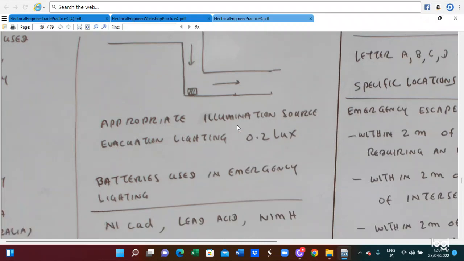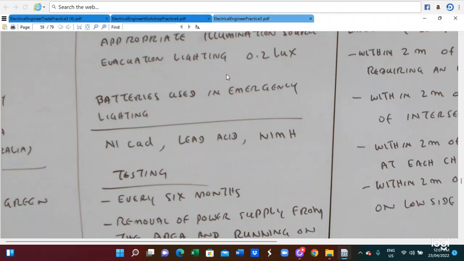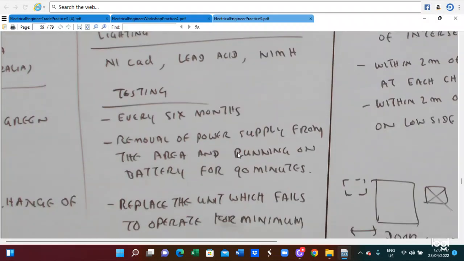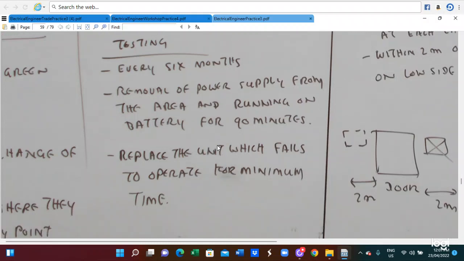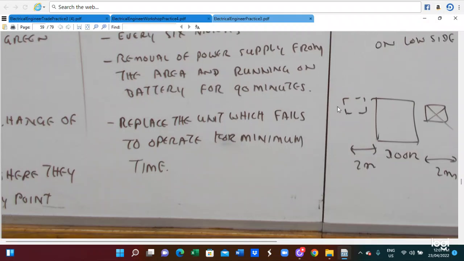The appropriate illumination for the evacuation light is 0.2 lux. Batteries used in the emergency system, emergency lighting, will be nickel cadmium, lead acid and nickel metal hydride. Testing we have to provide every 6 months. They must be tested by removal of the power supply for the area and running on the battery for 90 minutes, including replacement of any unit which fails to operate for the minimum time. So this is the testing unit.